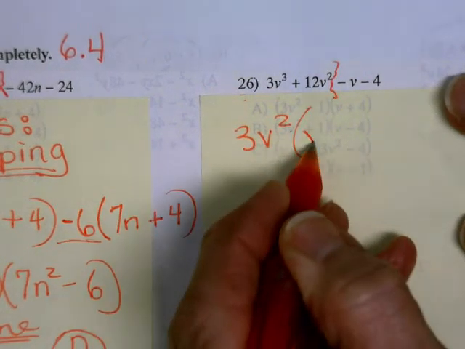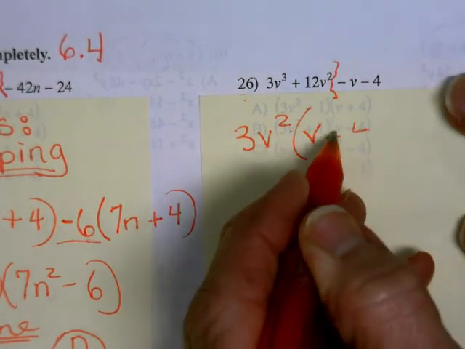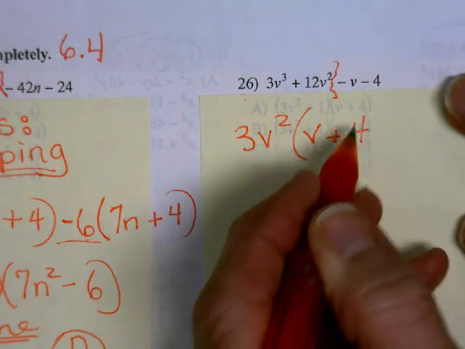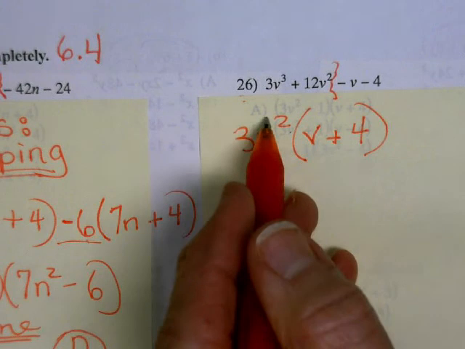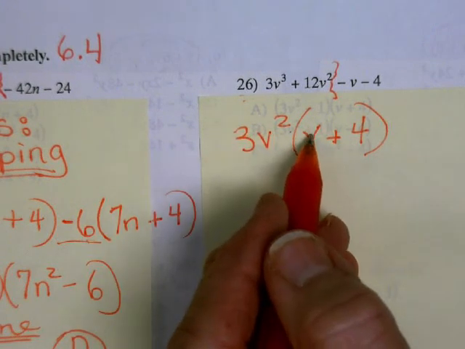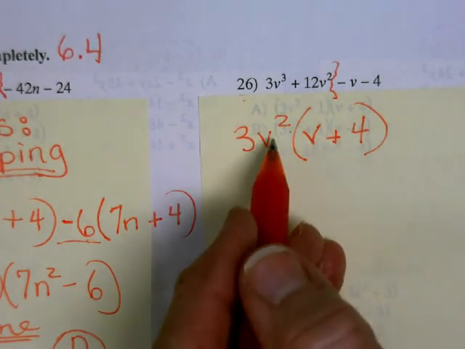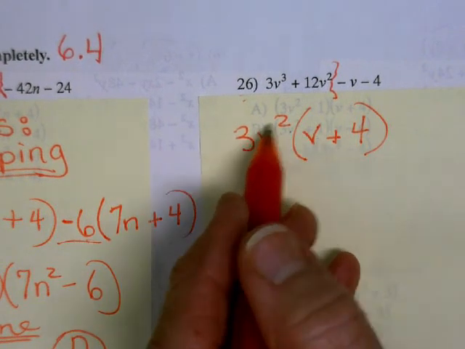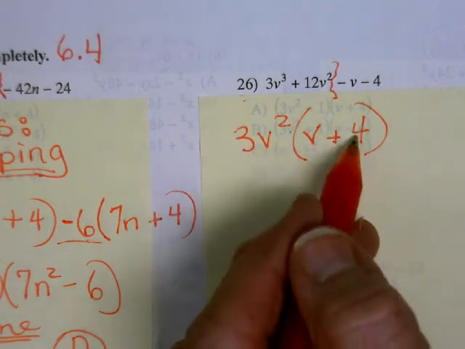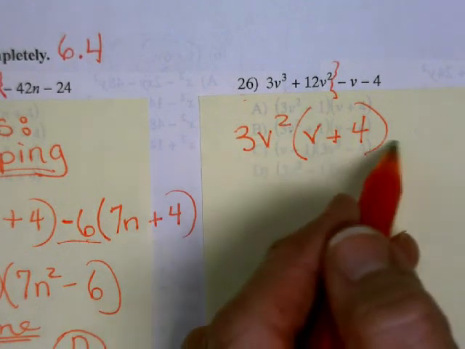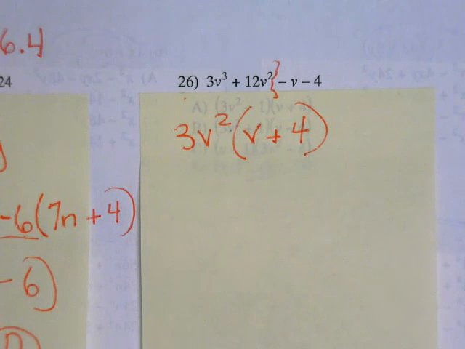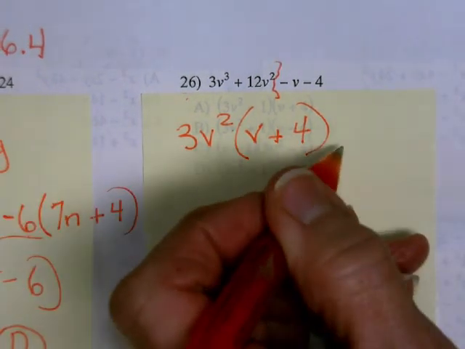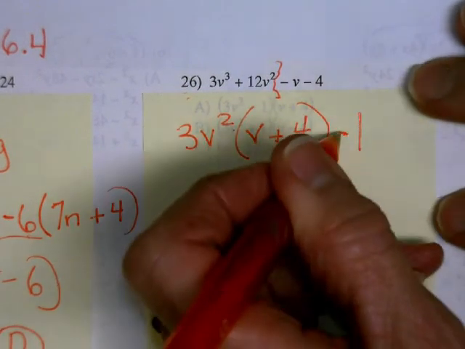At least they're not all scrambled up. Okay, they have nothing in common yet. So I look at the first two, 3b squared times b plus 4. 3 divided by 3 is 1, and b cubed divided by b squared is b. Then 12 divided by 3 is 4, and then b squared divided by b squared cancels. So that's why it ends up being that.